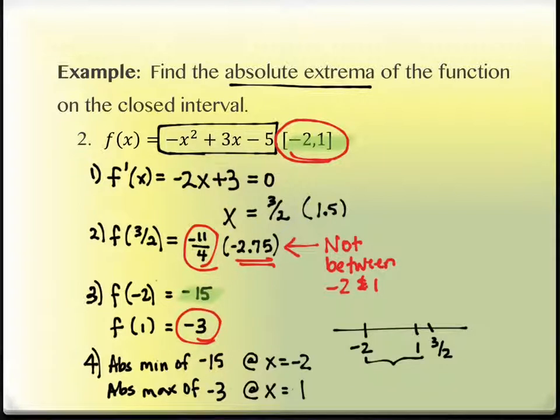Yeah, a little bit weird one. Sorry about that. Process is still the same though. You're looking for the value that's the biggest and the smallest on the interval.